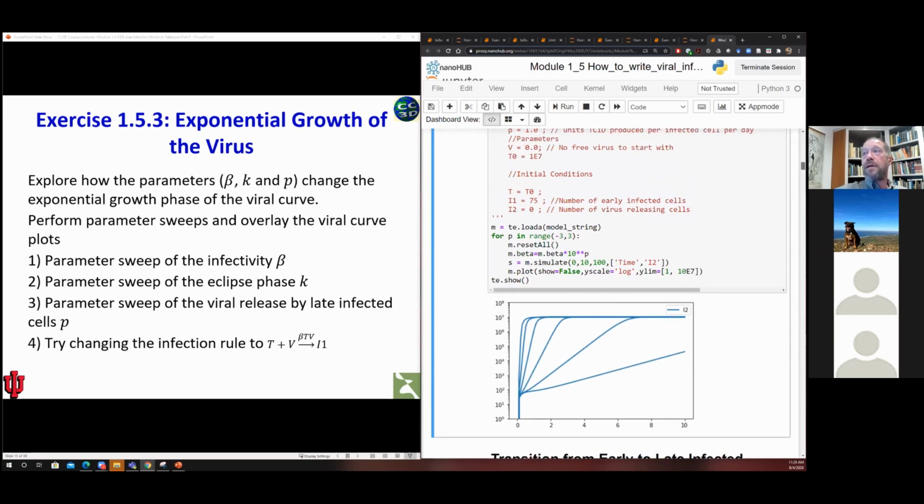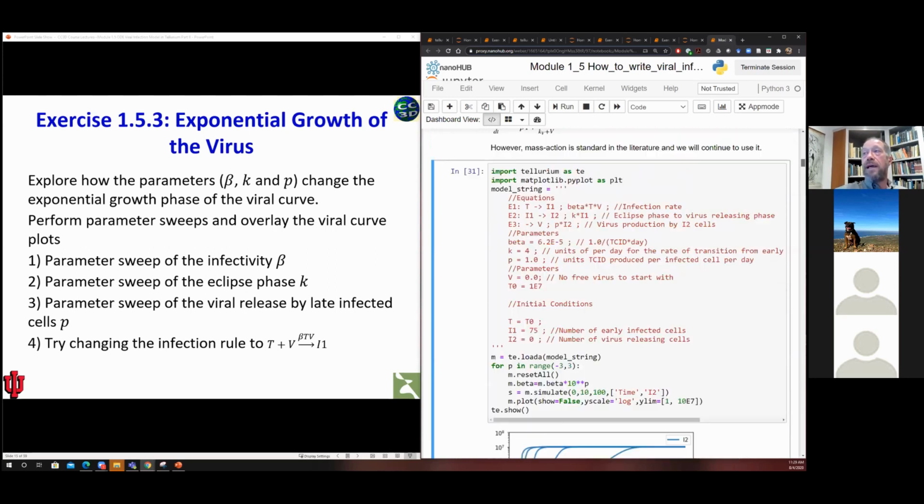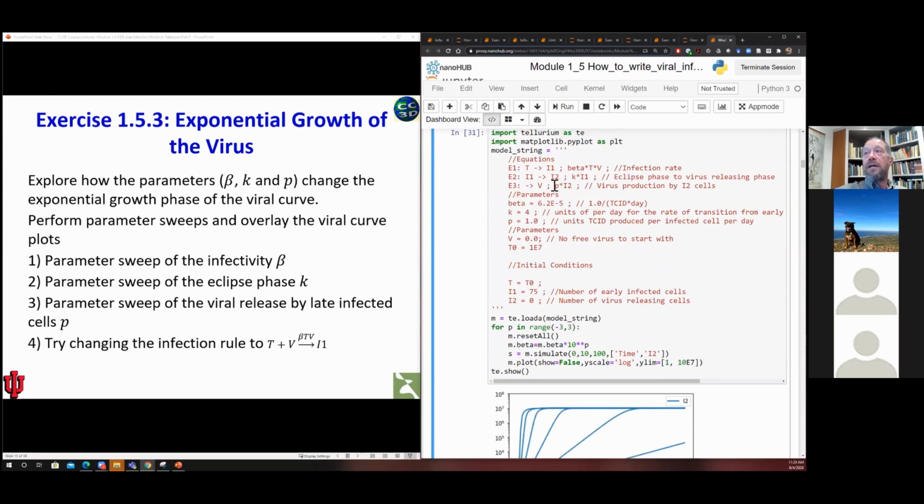Let's sweep the delay for the I1 cells to become I2 cells, that's K. So we did that. Actually, that's the one we did first. So we did K equals plus B. That was this one. Didn't have that big an effect.